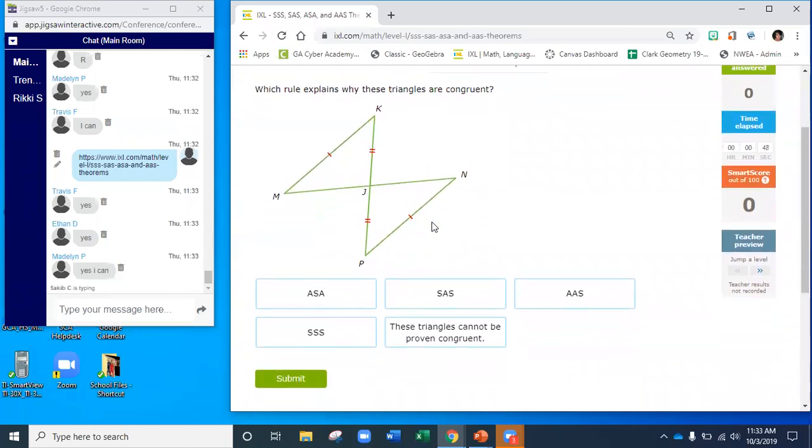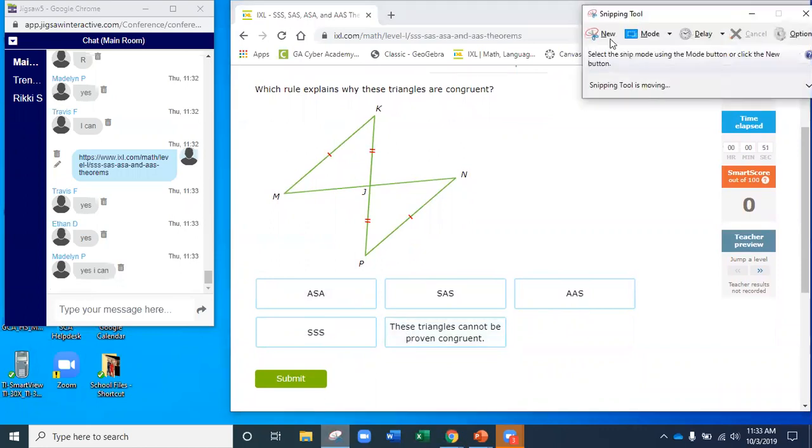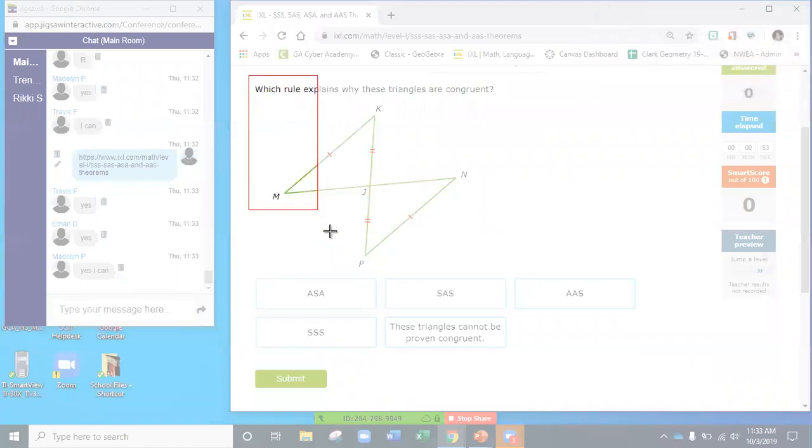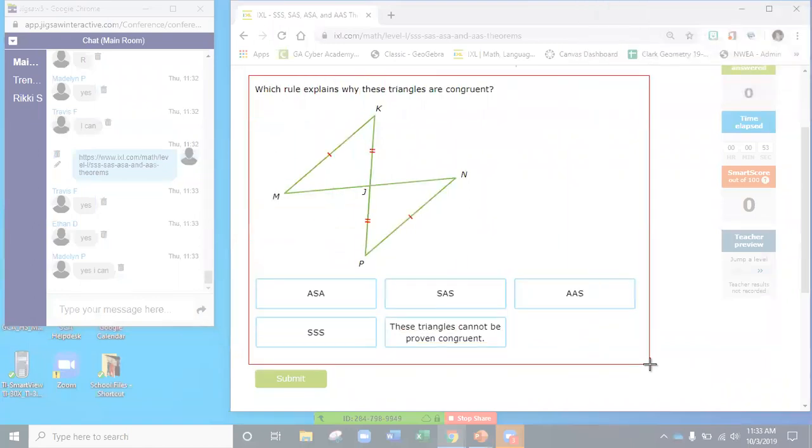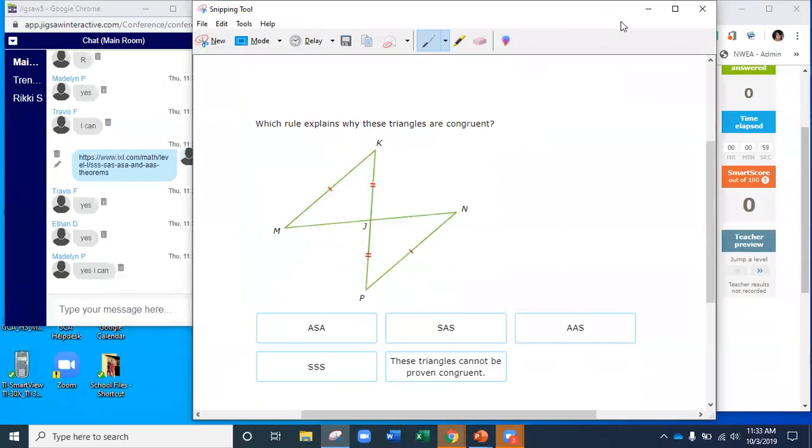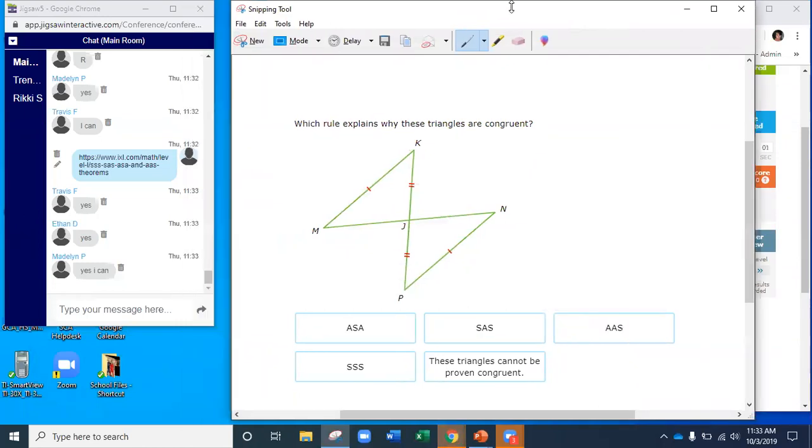All right, so everybody knows I have to draw on stuff, so I need my snipping tool so we can draw on this. And you can do this when you practice in iXL too. Take a snip of it, and then you have a little pen that lets you draw whatever you want, because I'm very visual. It's probably why I love geometry so much. All right, so does anybody see a pair of congruent parts on these two triangles? And if so, name them for me. Just one pair.